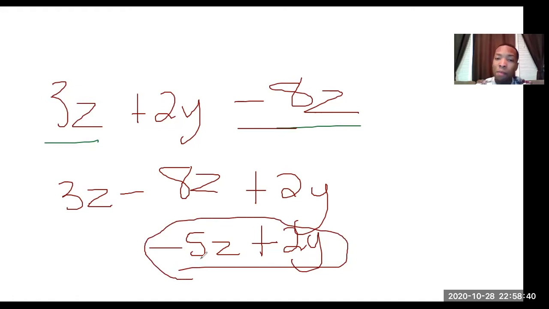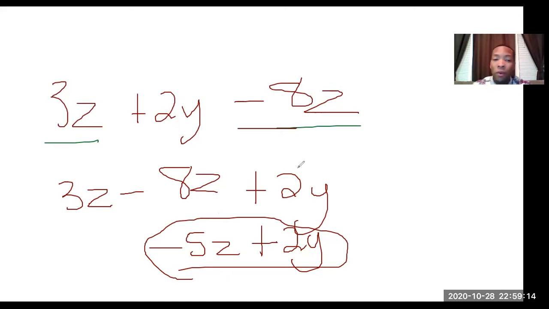Minus 5z plus 2y. So just to recap, whenever we are solving problems where we have to combine like terms, we want to find the ones that have the same variables, the same terms. If they don't have a variable, then they tend to be like terms. So if it was plus 3 plus 5 plus x, the 3 and the 5 would be like terms because they don't have any variable. You find the ones that are similar or alike, and then you group them, you put them with each other.